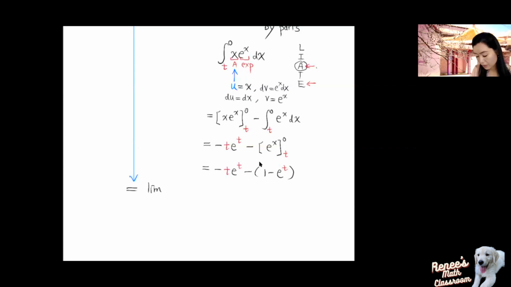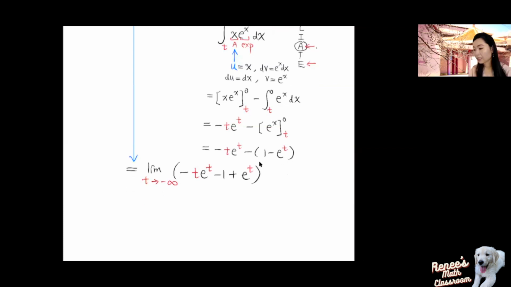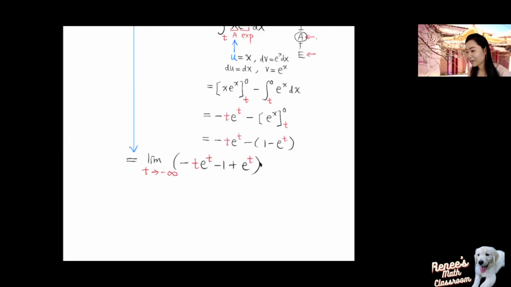Okay. We take the limit as t goes to negative infinity of minus 1 plus e to the t. Right, so we're going to take the limit of this. Remember that proper integral, we got this. So we take the limit of the proper integral.